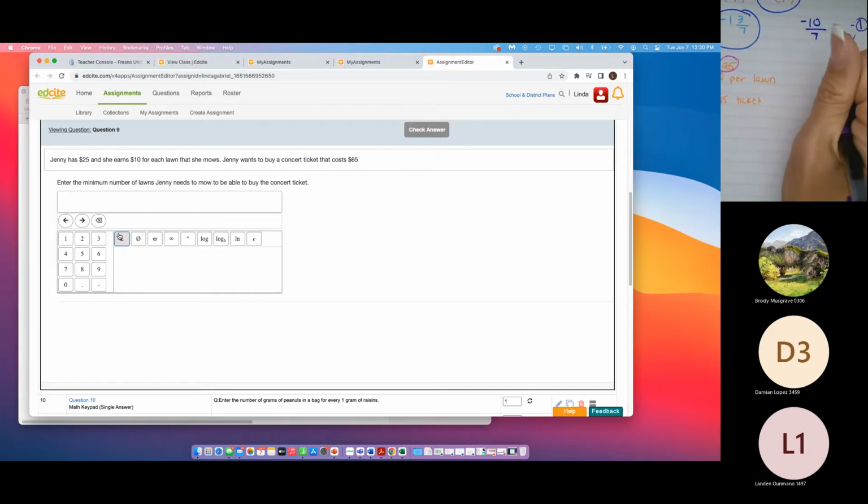So 65 minus $25, right? 65 minus 25. 5 minus 5 is 0. 6 minus 2, that's 40, right? So I have $40 is equal to 10x.